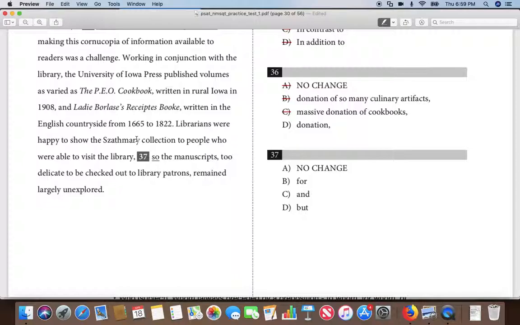And this is why I want to think of these terms, right? If it's similar, you should be able to tell me what the similarity is. If it's cause and effect, you should be able to tell me what was causing what. If it's contrast, which it is here, you should tell me what the contrast is. The contrast is that the librarians want to share it, but the manuscripts are too delicate to be checked out, so nobody read it. They wanted to share it, but they couldn't. That's contrast. Does that make sense, guys? Yes. It's definitely answer choice D.